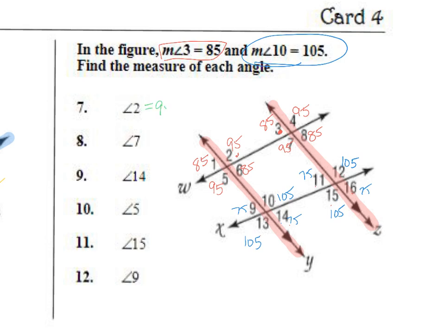Angle 2 is 95. Angle 7 is 95. Angle 14 is 75. Angle 5 is 95. Angle 15 is 105. And angle 9 is 75. So always a good strategy just to completely fill in all the angles first, and then go back and put in what you have been asked, those different angle measures.